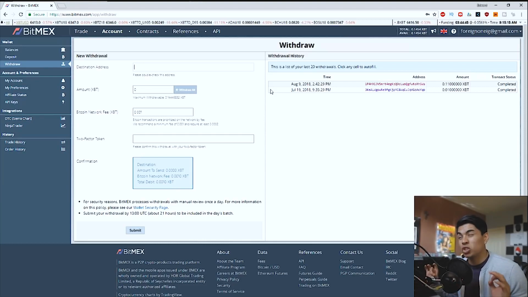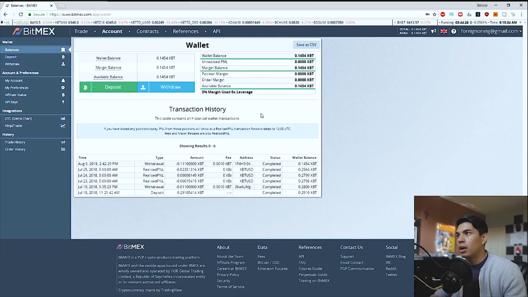So it can take up to 24 hours to see your Bitcoin transfer from Bitmex over to whatever exchange or wallet you're trying to transfer it to. It's not because Bitcoin's network is being slow, simply that Bitmex only withdraws once a day. That was one of my biggest frustrations when I was trying to withdraw for the first time. I didn't understand that.